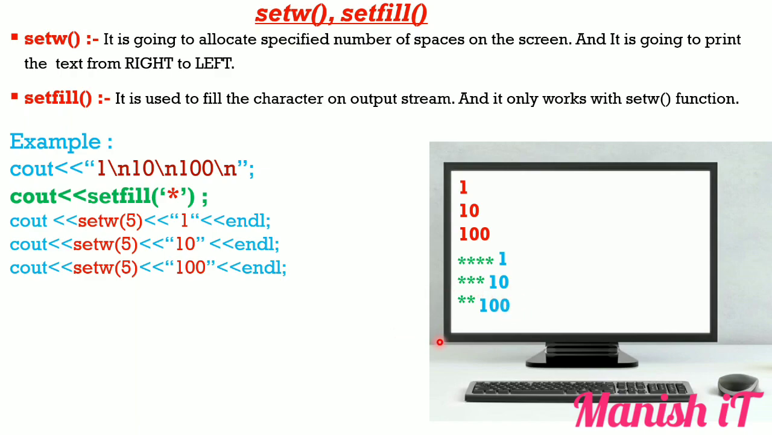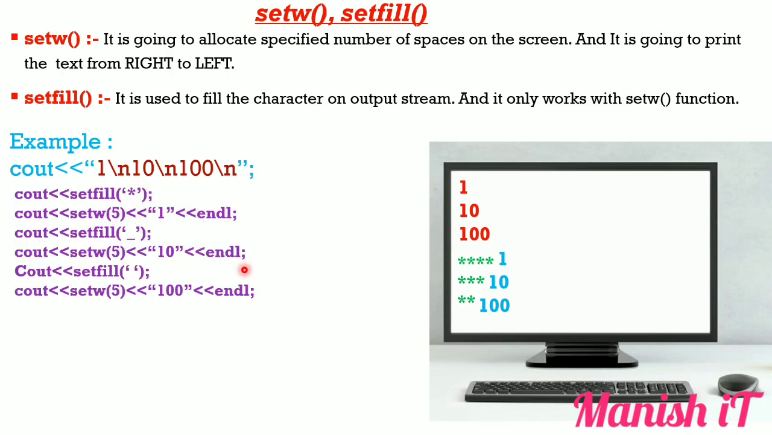Suppose the user wants to replace this star symbol with an underscore, and here a blank space. How can we change it? Suppose I want a star symbol in the first line, an underscore in the second line, and a blank space in the third. So we have to change our logic. See how it happens. We have to write our logic like this.